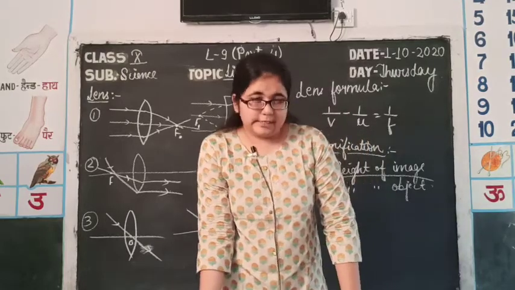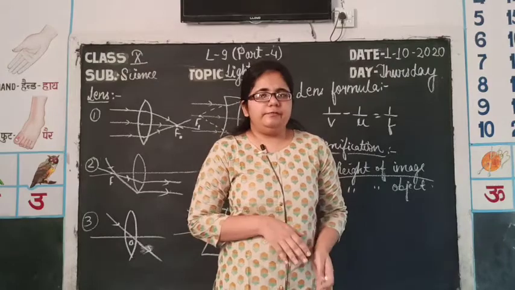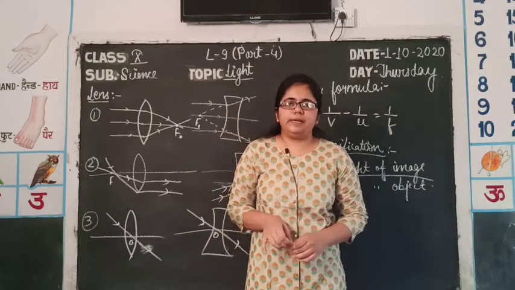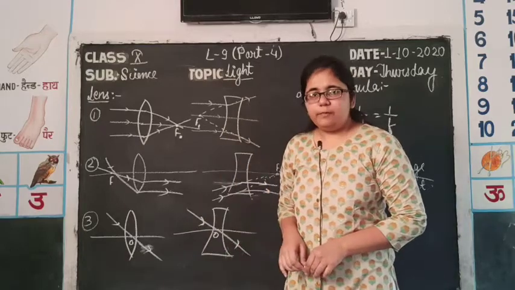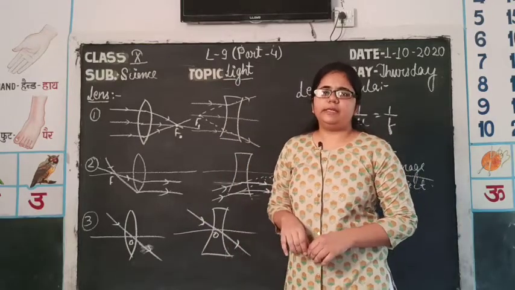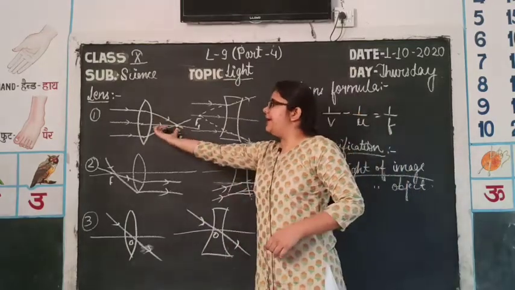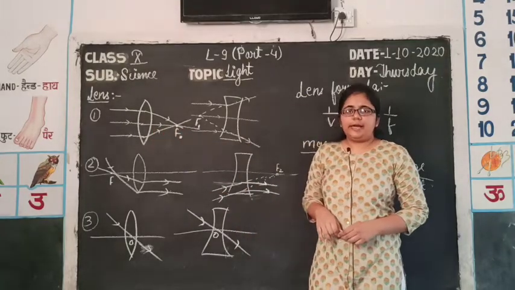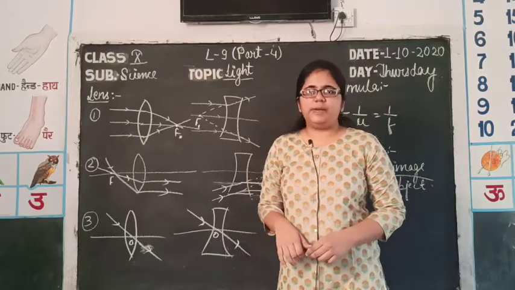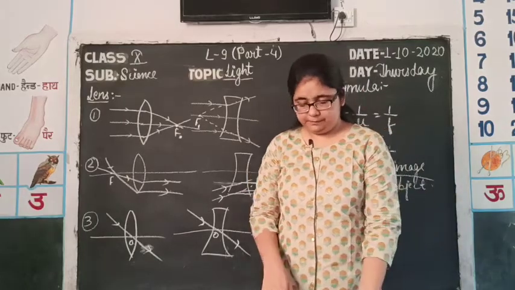The second case is between infinity and the optical center, that is, except infinity, any other point on the principal axis where the object is placed, then the image will be formed between the focus and optical center. That image will be virtual and erect and smaller than the object, that is, magnification will be less than 1.